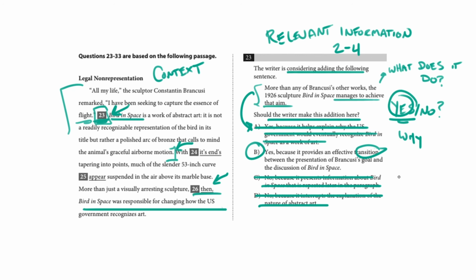So your strategy for relevant information questions like this is first to make that binary yes or no decision, and then determine the function of the sentence to help you figure out the reason to include it or not.